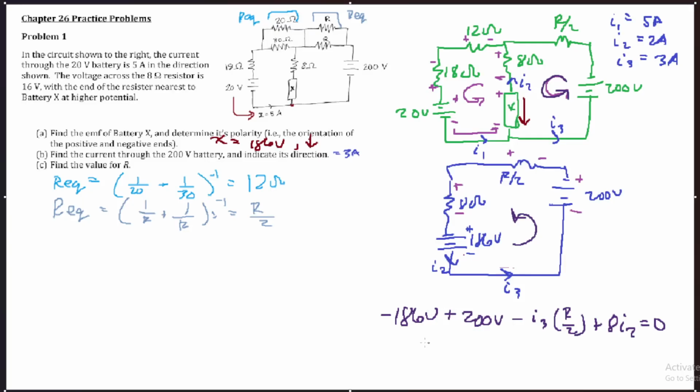So we can just solve this real quick. This would be 14 volts minus I3 is 3 amps. That is given. So 3 over 2R plus 8 times 5 is 90. So we can just isolate for R here. R is equal to 104 volts.